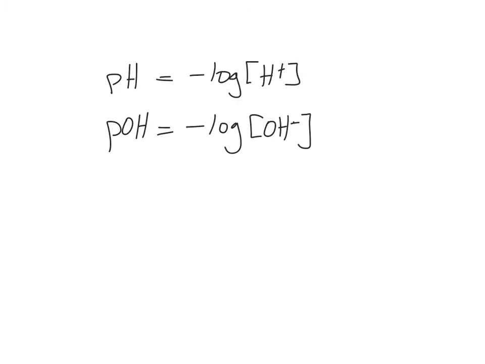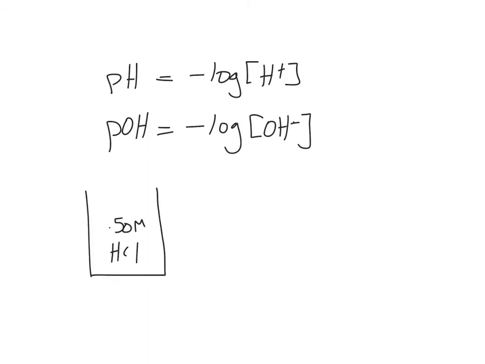So how do we get to pH if we know the H plus concentration? The same question can be asked, how do we get to pOH if we know the OH minus concentration? And it's actually quite a simple calculation. It includes base 10 logarithms. The pH of any given solution is equal to the negative log of the H plus concentration. And the pOH of any given solution is equal to the negative log of the OH minus concentration.